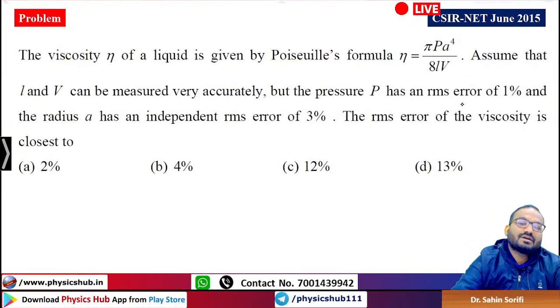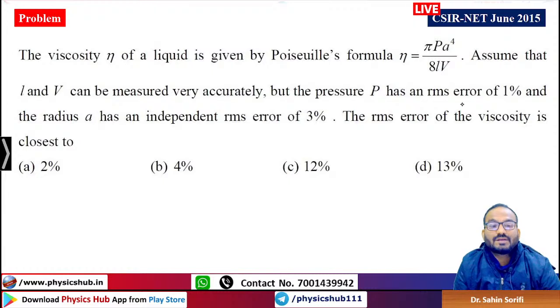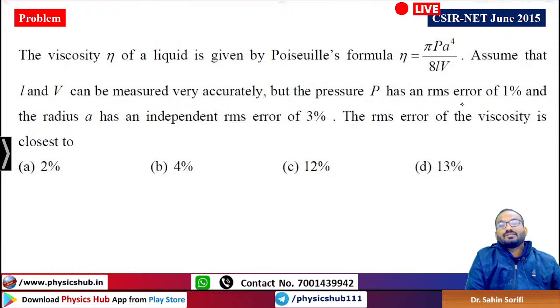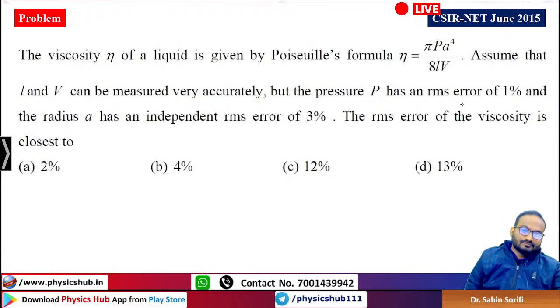The viscosity eta of a liquid is given by Poiseuille's formula, eta is equal to pi P a to the power 4 by 8 L V. Assume that L and V can be measured very accurately, but the pressure P has an RMS error of 1% and the radius a has an independent RMS error of 3%. The RMS error of the viscosity is closest to. Can you do this?